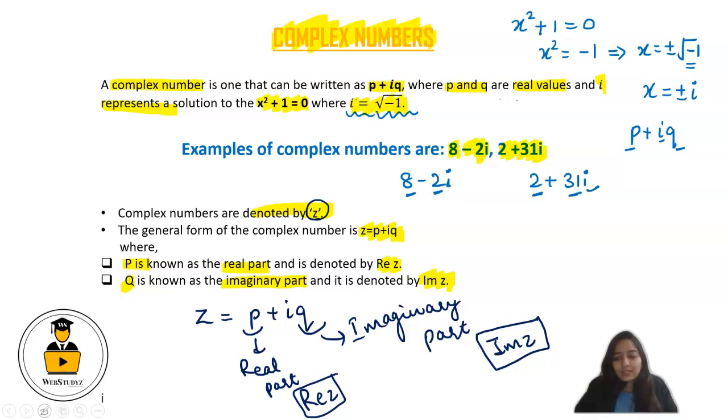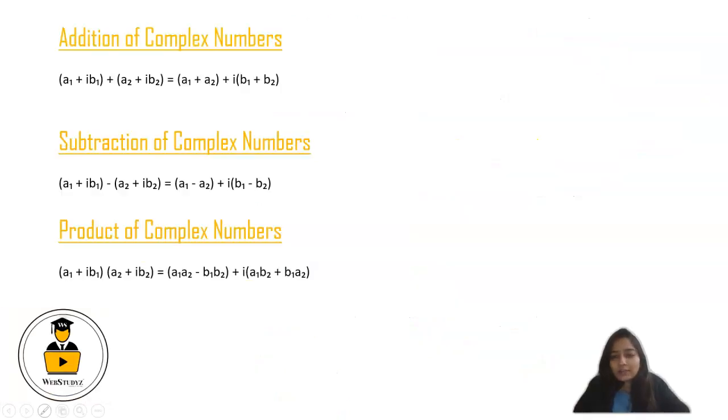Now moving towards the algebra of complex numbers. Firstly, we move towards the addition of complex numbers. If we have two complex numbers, how can we add them? If we have a1 plus iota b1, the first complex number, plus a2 plus iota b2, the second complex number, we first add the real values, that is a1 plus a2, then plus iota common, we add the imaginary values, that is b1 plus b2.